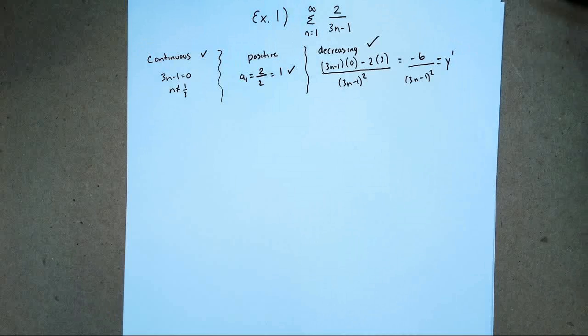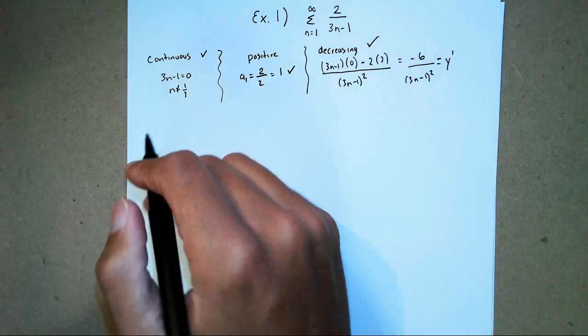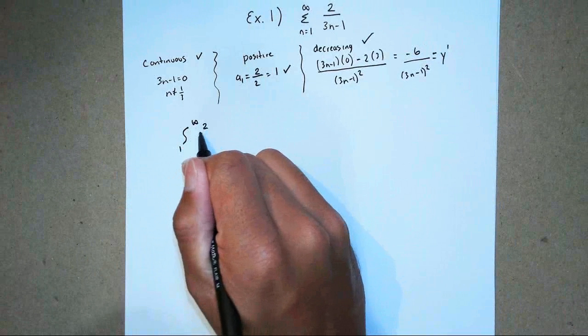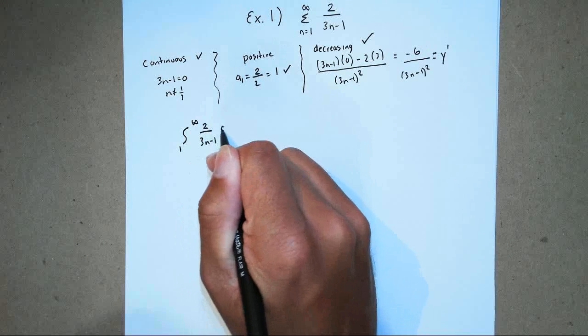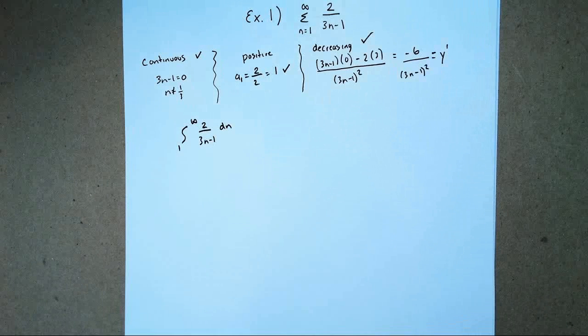And the reason why I need that is because I could integrate this. This is just a u substitution. So now my new problem becomes this: the integral from 1 to infinity of 2 over 3n minus 1 with respect to n. But the one thing you have to remember is you cannot integrate something that has an upper bound or a lower bound with infinity.